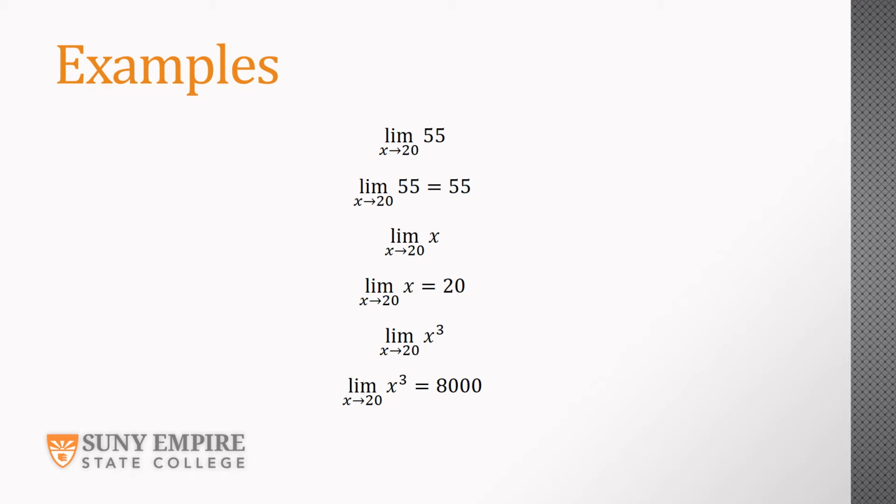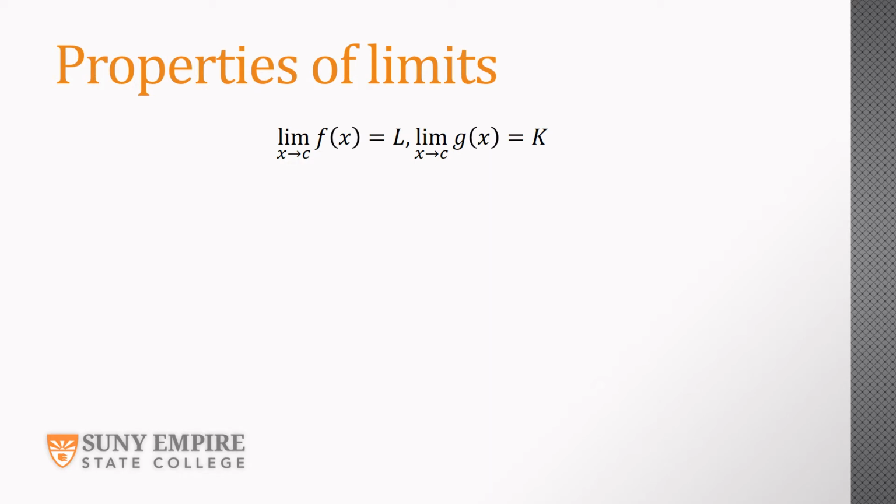Luckily, there are a series of properties that allow us to simplify many limits. As before, assume we have real numbers b and c and positive integer n. Also assume we have functions f and g, where the limit as x approaches c for f of x equals L, and the limit as x approaches c for g of x equals k. One property of limits is that the limit of a constant b multiplied by a function will equal that constant multiplied by the limit of the function.